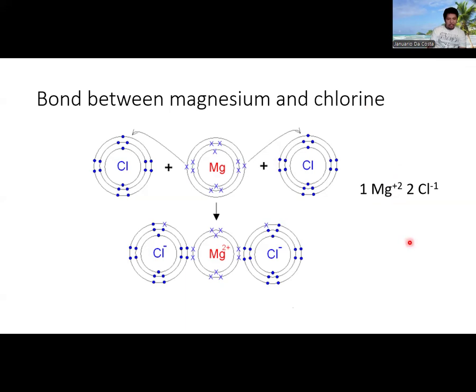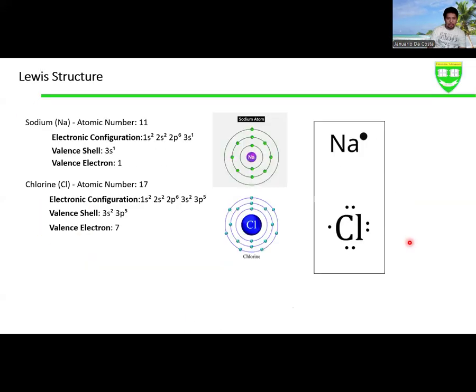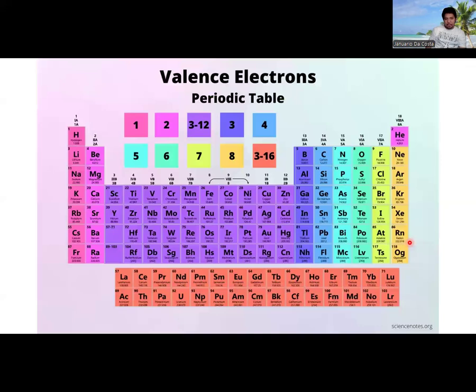So if you look at magnesium in the periodic table, its valence electron count is 2. It is bonding with chlorine, and chlorine's valence electron count is 7. To reach a stable octet of 8, chlorine already has 7, so it needs to receive 1. Magnesium has 2, so it needs to give away 2.